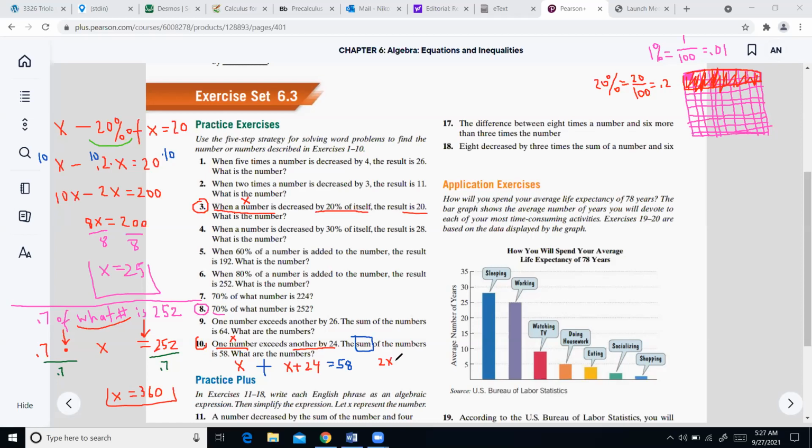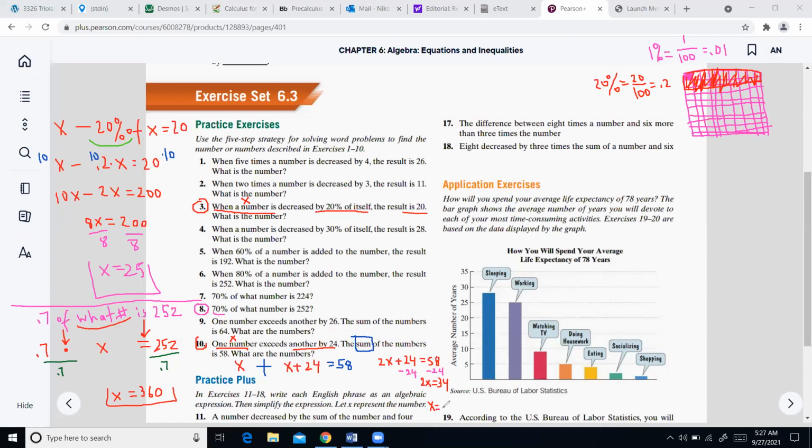So 2x on the left will be added with 24, equal to 58 on the right side of this equation. So I can do the favorite process of subtracting 24 on both sides, right? And get 2x isolated now. So we're going to have 2x, which is equal to 34. And then I can see what x is. It is equal to 17, right? 17.